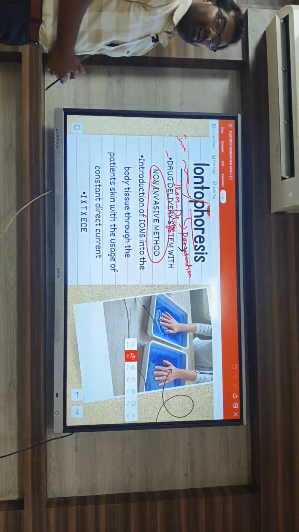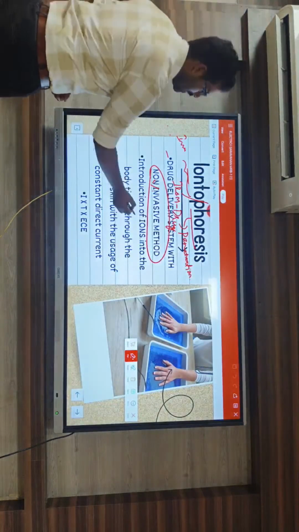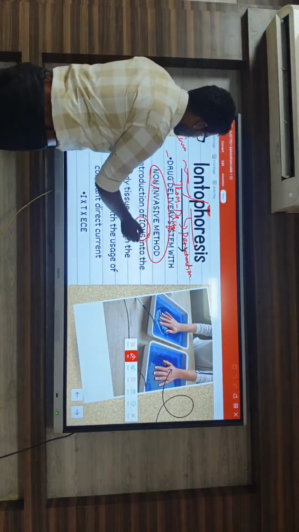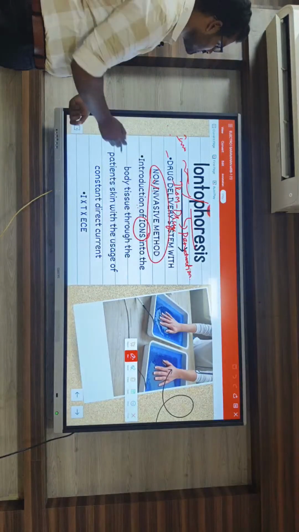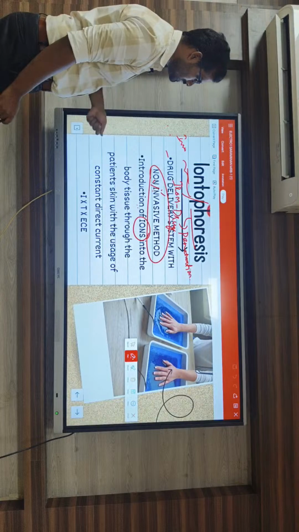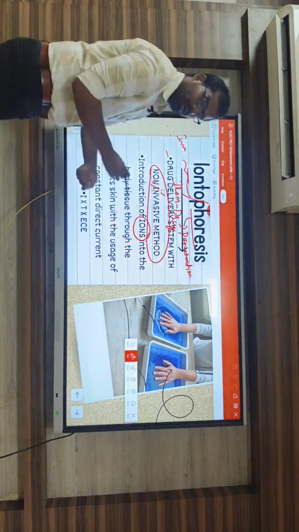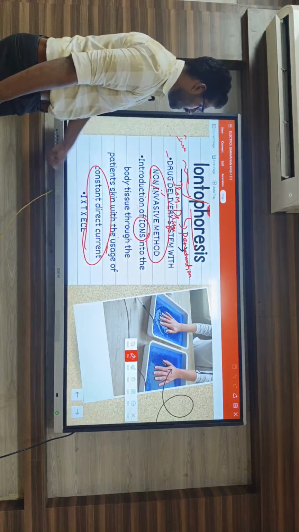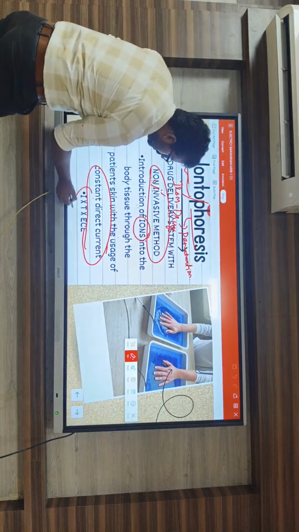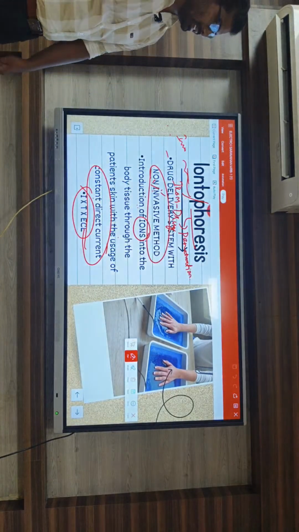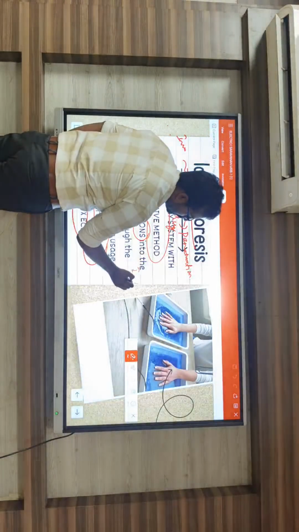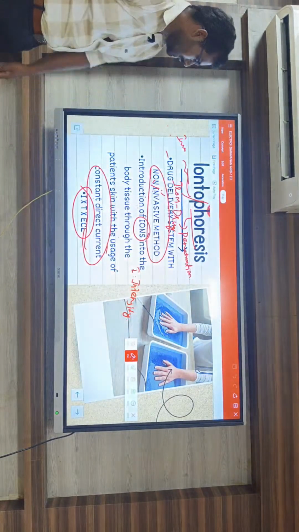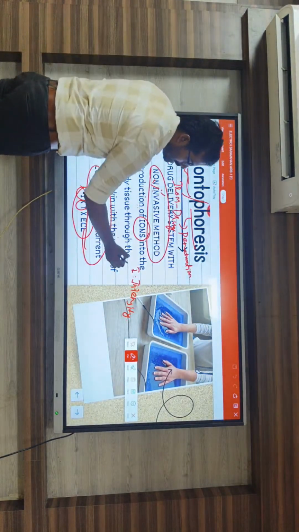So what about the exact definition of this iontophoresis? That is introduction of ions. Ions are nothing but the tablets or drugs, right? So introduction of ions into the body through the skin, because this is the non-invasive method. Through the skin, you are going to insert into the human body with the usage of constant direct current. Here we have the formula, that is I into T into ECE. Here the I resembles the intensity of the electrical current, and T is the time duration.